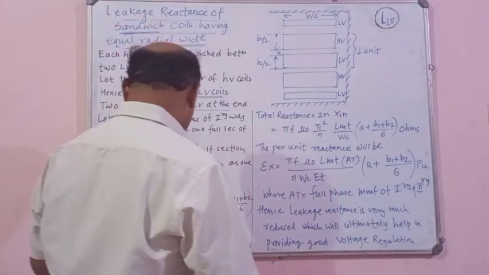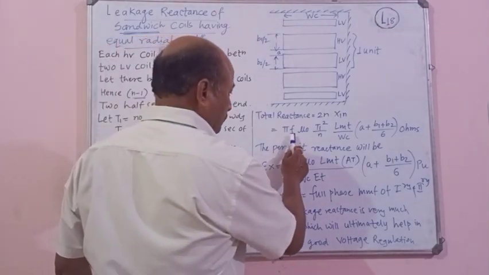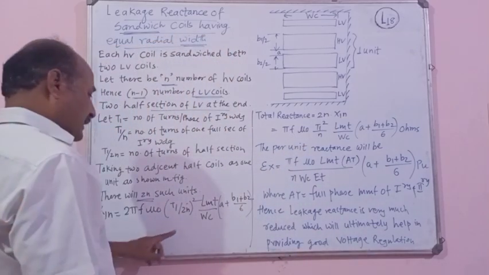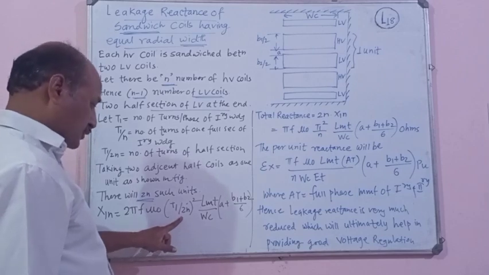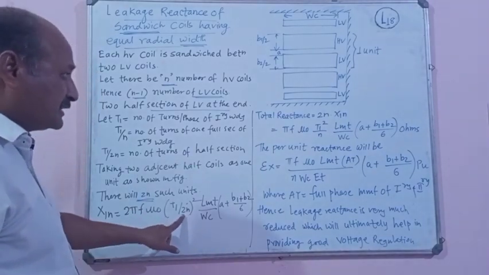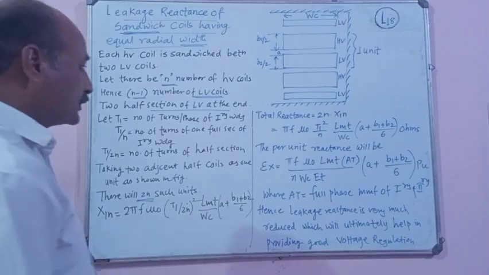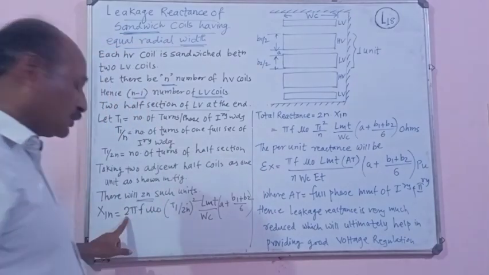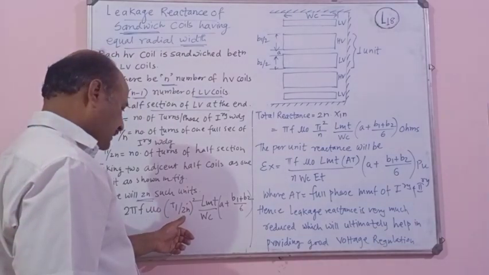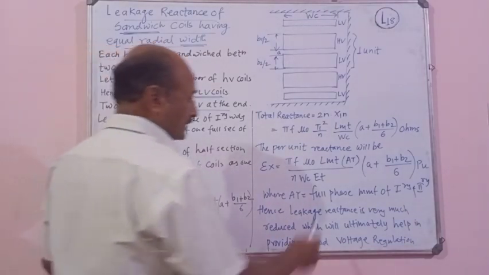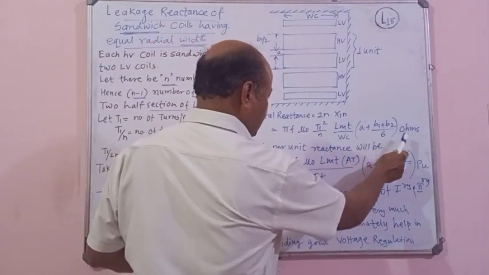So 2 pi, what happens? The 2 will be cancelled out. What is remaining? Pi f, then mu 0, then (T1 by n) squared, divided by 2n squared, which means divided by 4. Then one of the 2s will be cancelled with the 2 and the second with the 2 pi f. So there will not be any constant digit in the denominator or the numerator. Then LMT by LC as it is, then (A + B1 + B2)/6 ohms.